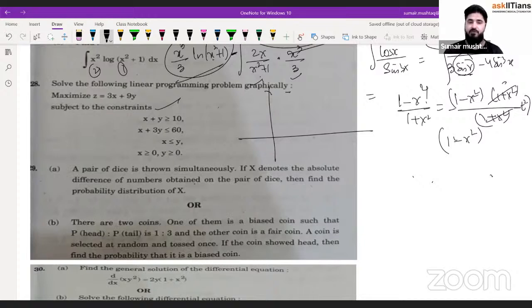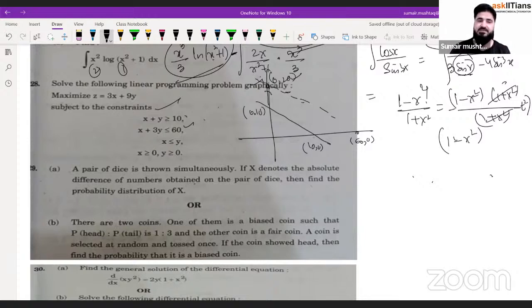For this thing, what will be the values if I take this as a function? This is one of the lines. X will be 10, y will be 0. So this line will be passing through 10 comma 0 and 0 comma 10. Now what about this line? This line will be passing through X, you can take 60. This is 60 comma 0. And for this thing, you can take it as 20. So this will be 0 comma 20. This is the line.